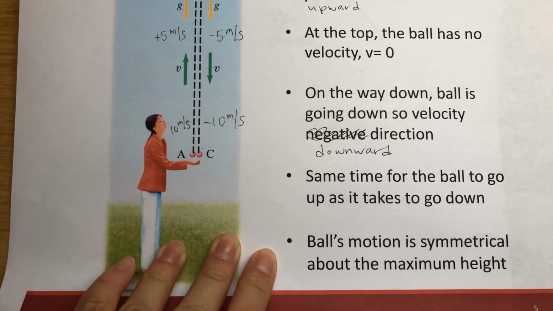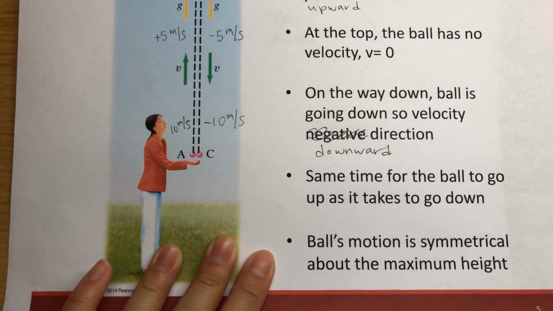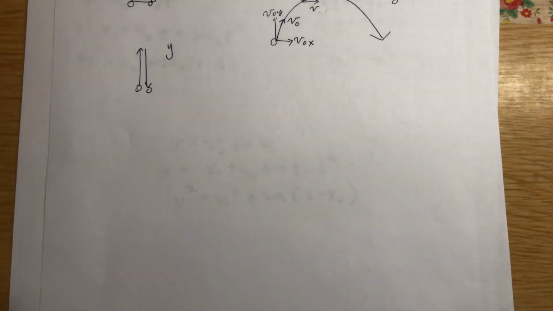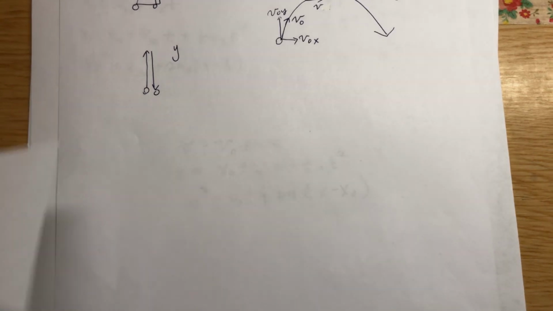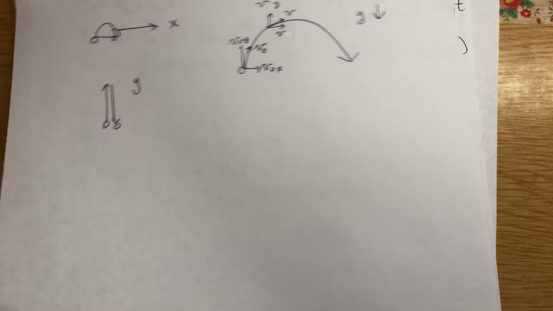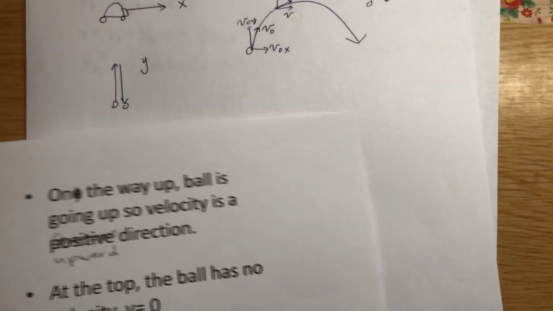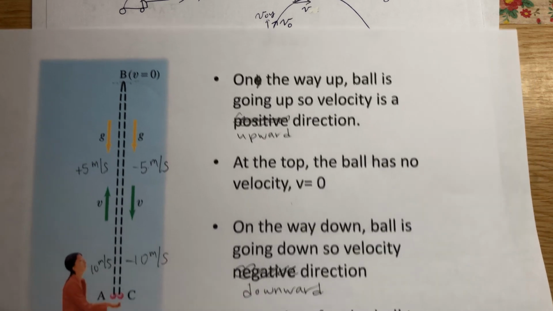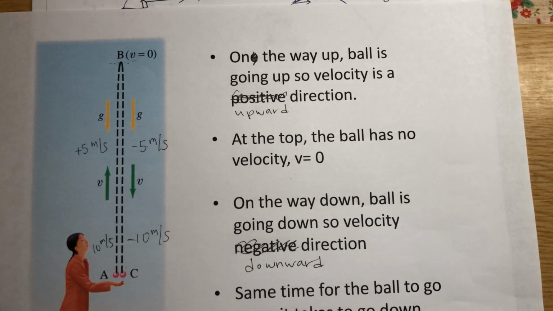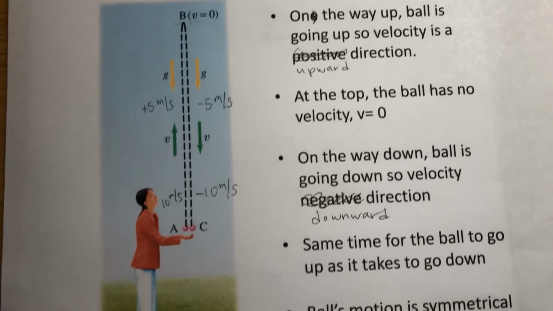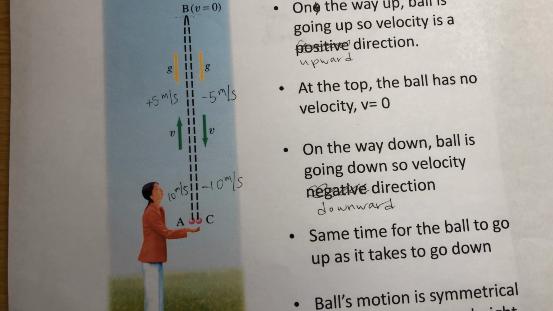Okay, so next, let's turn to slide 6. A person throws a ball upward into the air with an initial velocity of 10 meters per second. Calculate how high it goes, how long the ball is in the air before it comes back, how much time it takes for the ball to reach maximum height, and the velocity of the ball when it returns to the thrower's hand.